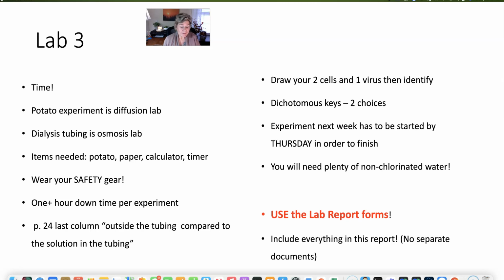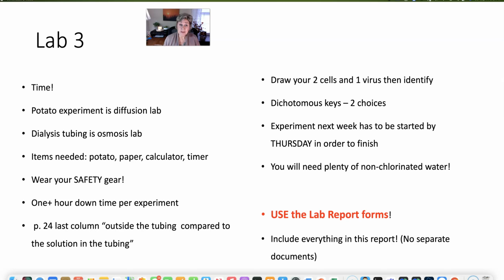So anyway, let's see what else you've got. Draw a couple of cells. I already mentioned that. And then you're going to identify what you have drawn by using something called a dichotomous key. A dichotomous key is a way for you to identify something.